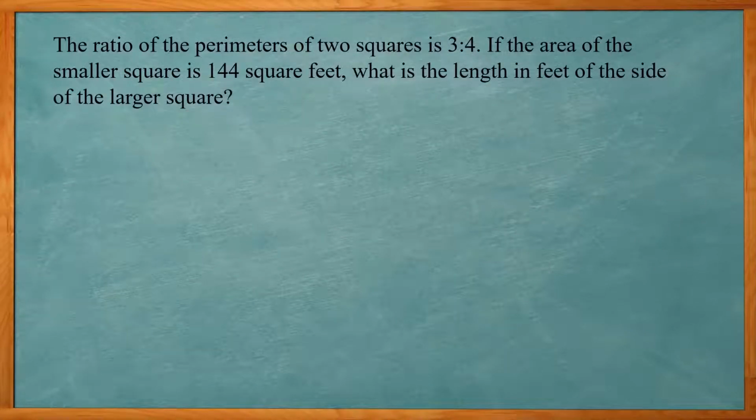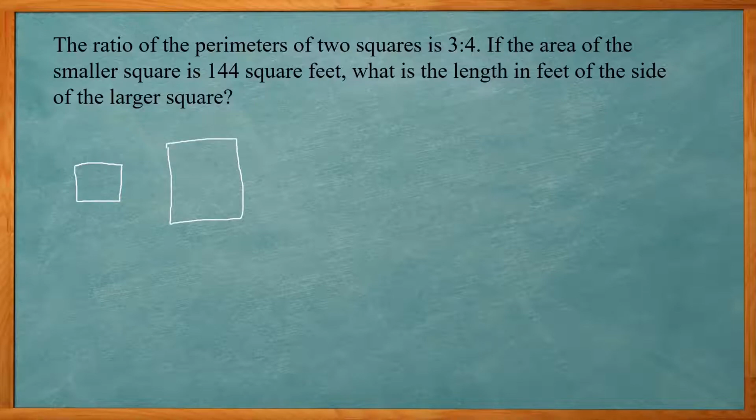This problem reads, the ratio of the perimeters of two squares is 3 to 4. If the area of the smaller square is 144 square feet, what is the length in feet of the side of the larger square? Okay, so in this one we're dealing with two squares. In a square, all sides are the same length.